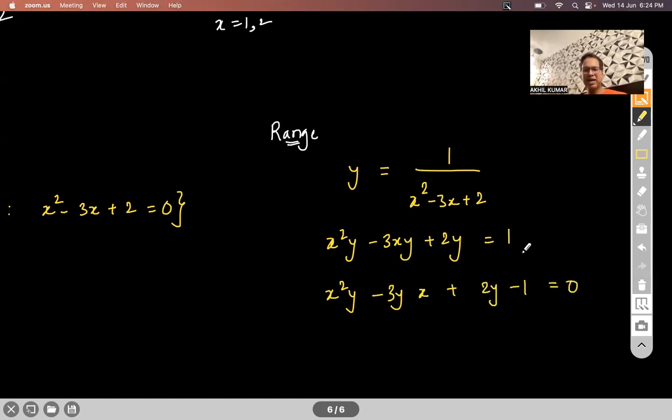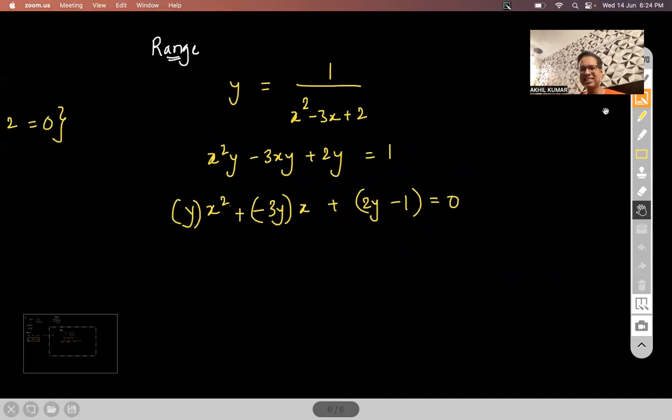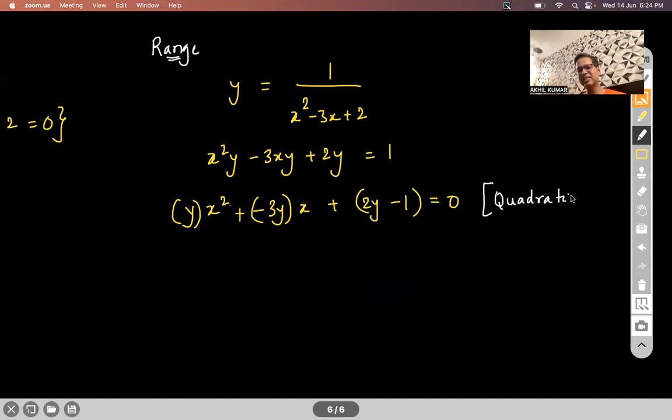Minus 3y x plus 2y minus 1. Now, why have I written it like this is because I want you to realize that I have actually written a quadratic expression in x. Read this as if it is a quadratic in x. Okay. So we all know how to solve quadratic equations by using the quadratic equation formula. So here, this is your A. This is your B. This is your C. So it's like Ax square plus Bx plus C.